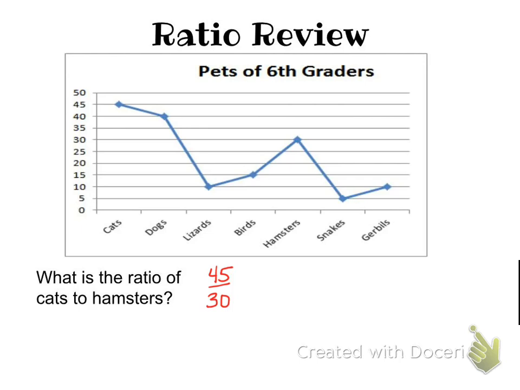Okay, did anyone divide the bottom into the top? No. Remember, don't do that, because when we're writing ratios, it's a comparison of two things, so we don't want to simplify it. We don't want to divide it, but we can reduce it. So we can reduce it by dividing it by 5, right? 45 divided by 5 is 9. 30 divided by 5 is 6. Can it reduce further? Yes. Let's divide by 3. That's 3 and 2. So the ratio is 45 to 30 or 3 to 2.